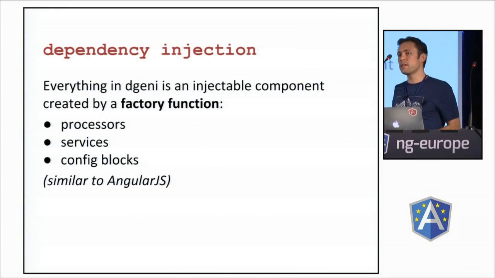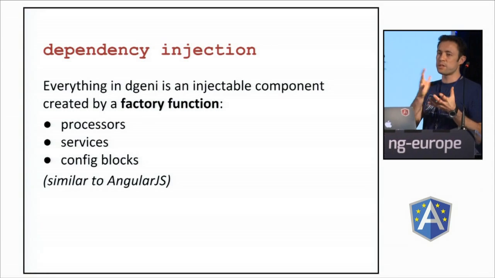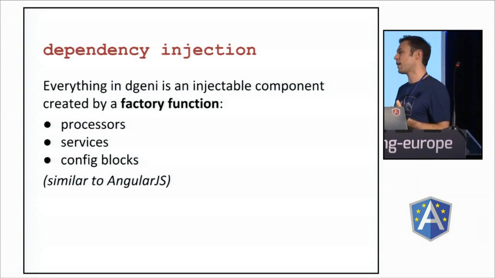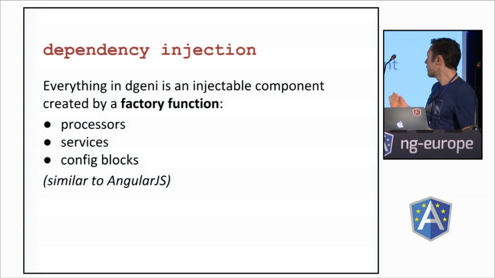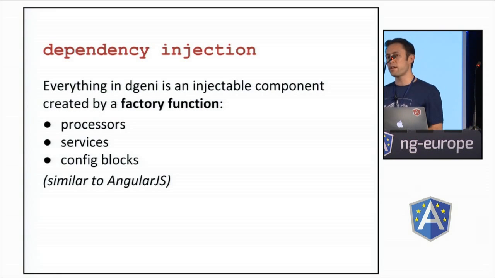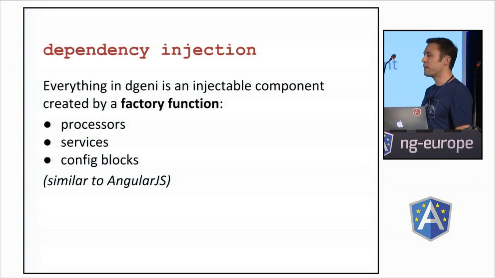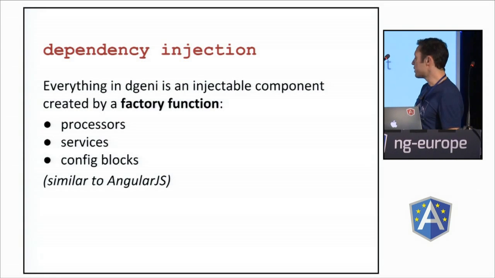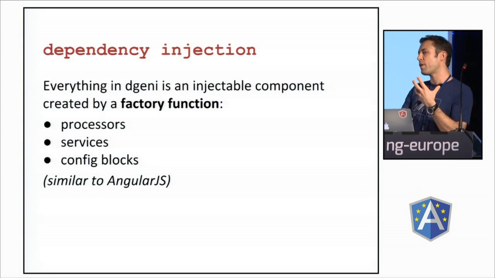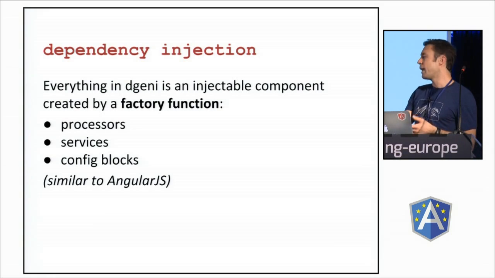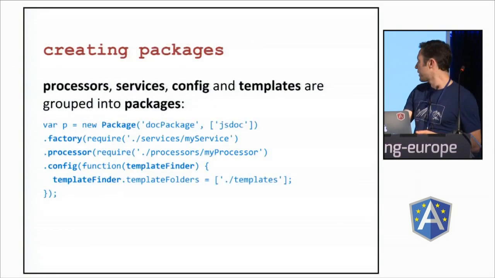Each of these processors and services, so services are very similar to what you'd expect in AngularJS. If you're using AngularJS, the concepts will map nicely over to Dgeni. All of the things like processors, services, and also config blocks, which are similar to the config blocks you'd get on a module in Angular, can be injected via a dependency injection, which Vojta kindly wrote for us, which is used in Karma as well. All you have to do is provide a factory function for each of your components, and it can then depend upon other services which can be injected in.